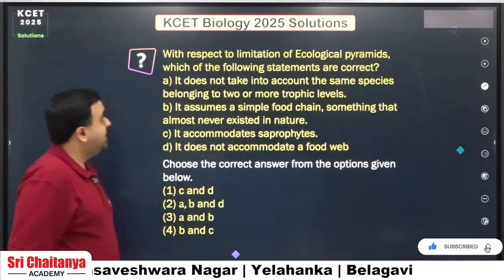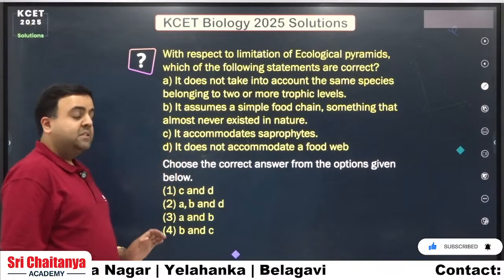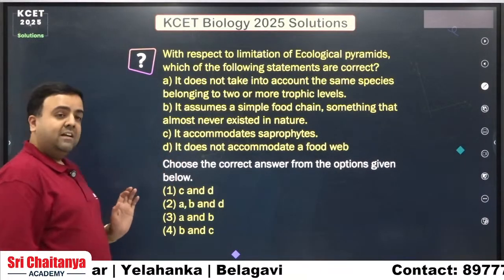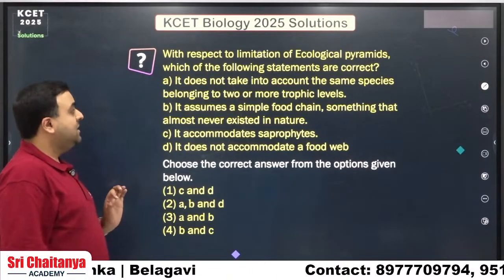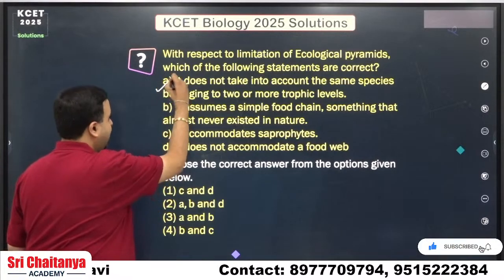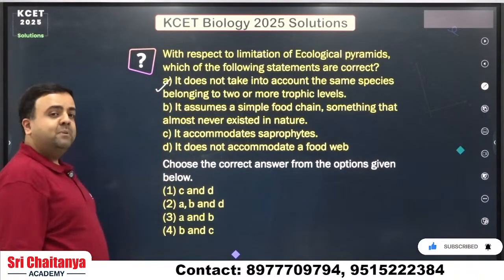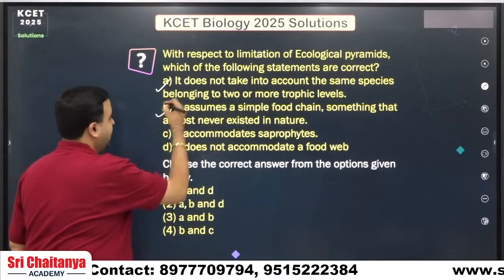So coming to this question, it asks, with respect to the limitation of the ecological pyramids, which of the following statements are correct? So here, the first statement, it does not take into account the same species belonging to two or more trophic levels, is a correct statement. It assumes a simple food chain, something that almost never exists in nature, is a correct statement.